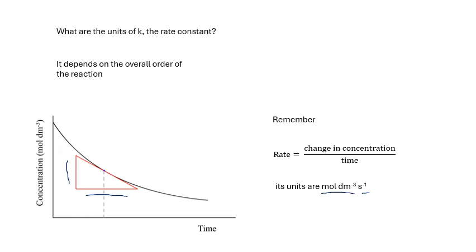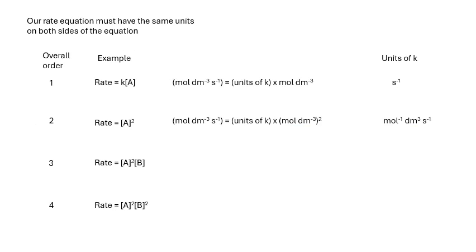Let's go to the next slide. Now, how do we work out the units of K? Well, the trick is that in our rate equation, we've got to have the same units on both sides of the equation. This actually goes for any equation in science. You've got to have the same units on both sides, or equivalent units on both sides.